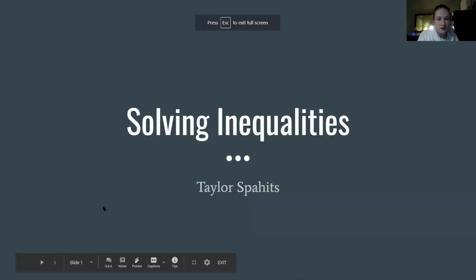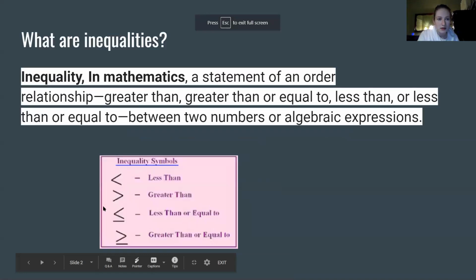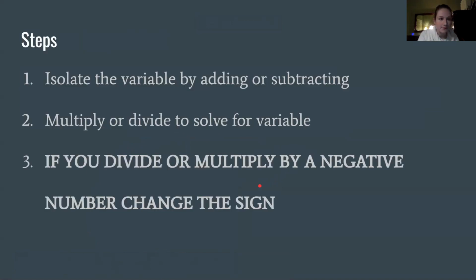Okay, so solving inequalities. An inequality in mathematics is a statement of an order relationship. You have 4 different types of symbols: less than, greater than, less than or equal to, or greater than or equal to. The equal to part is because of the underlining under the symbol. These symbols are either between two numbers or algebraic expressions.